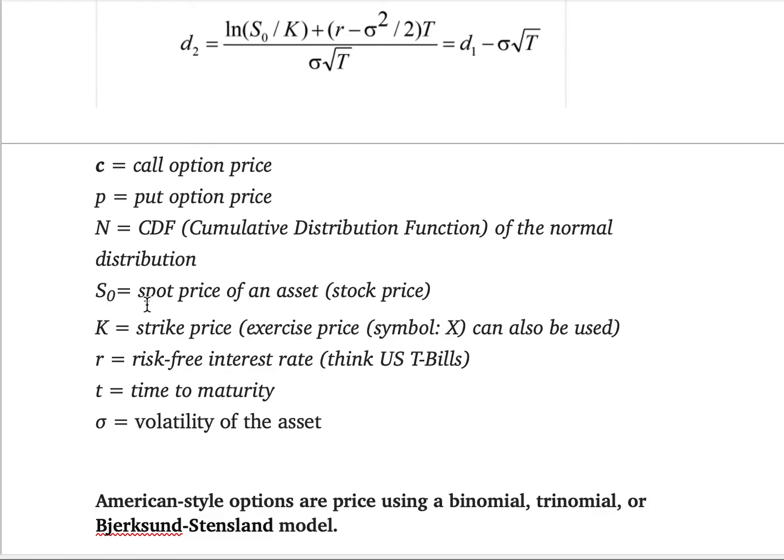Those 5 variables are the spot price of the asset, right? Also referred to as the stock price. That's what we're referring to. The asset is the stock, okay? The strike price, which can also be referred to as the exercise price. In fact, when you use the word exercise price, people tend to use the symbol X. And when you use the word strike price, people use the symbol K. K here, there's a K over here as well. X here, there's an X over here as well.